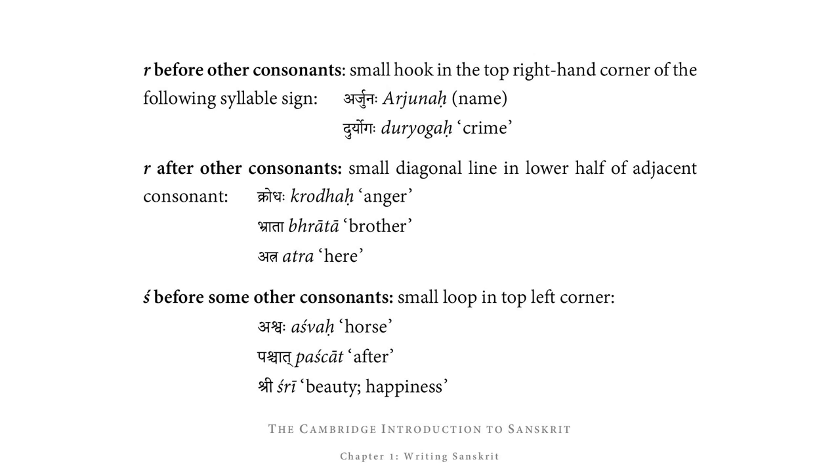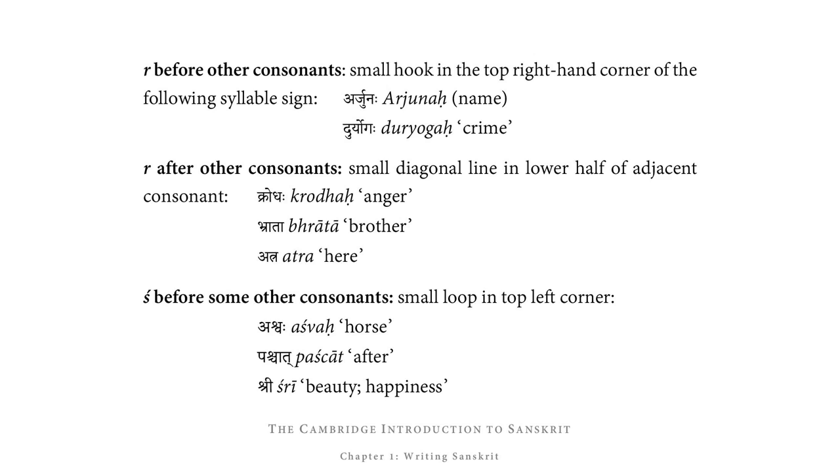For example, if you want to write an R before another consonant, you do that by using a small hook that you put above that following consonant, or more specifically, you put it not just above, but you put it in the top right-hand corner above the following consonant or above the following syllable. So, for example, in the word Arjuna, which is a name, the little hook that you see above the connector line at the top of the word indicates this R. Then the consonant that follows this R is a J, and underneath that we see the vowel U. So we have Rju in the middle of the word Arjuna.